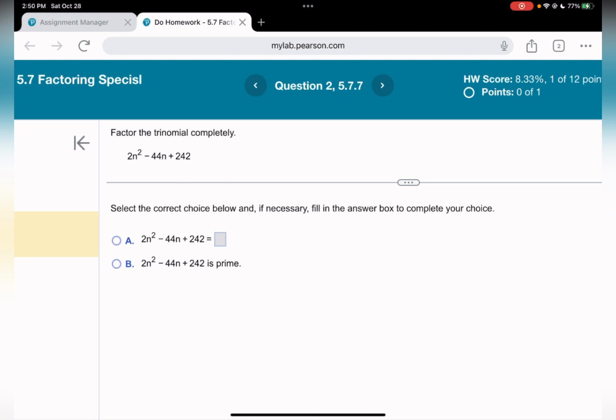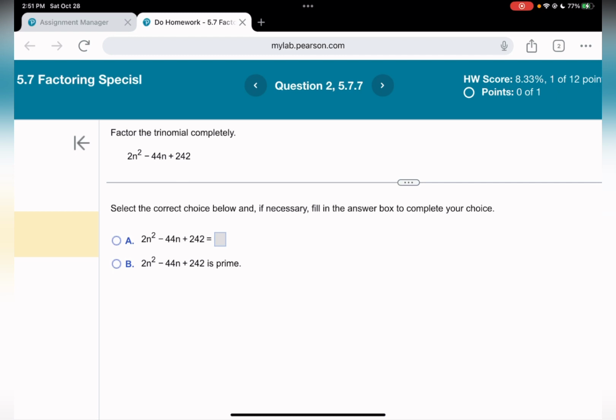What do we have in the next question? Factor the trinomial completely. Also, we're going to look for a perfect square. Now you can ask, can you factor the way we learned, with two parentheses and then x plus something, x minus something? Yes, you can. You can go that way also, but it's not always going to work. So let's see: 2n squared minus 44n plus 242.